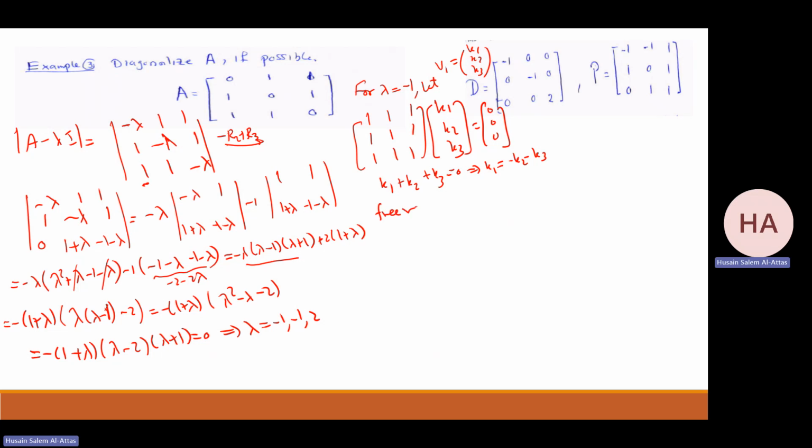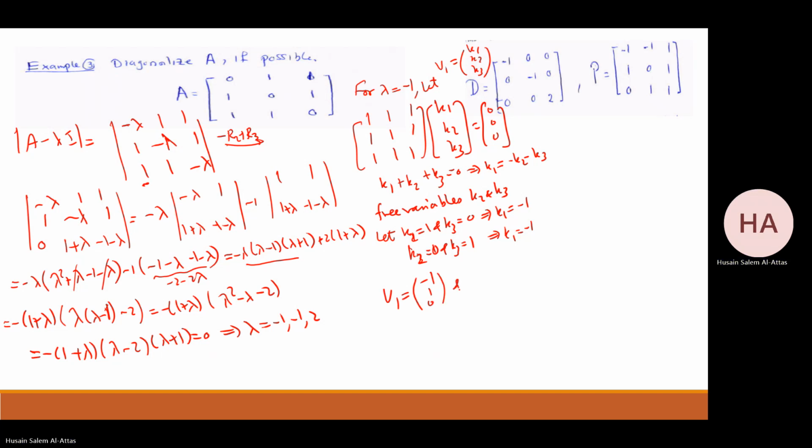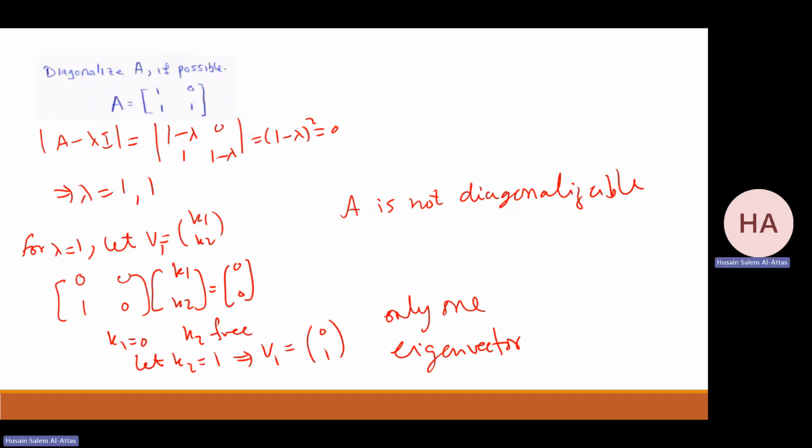So what are the free variables? K2 and K3. So I'll do this trick, to have independent: K2 equal 1 and K3 equal 0, and K2 equal 0 and K3 equal 1. So I'm having K1 equal minus 1 in both cases. So we have V1 will be what? Minus 1, 1, 0. And V2 is minus 1, 0, 1.